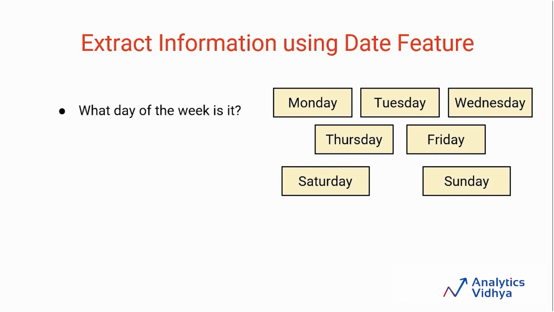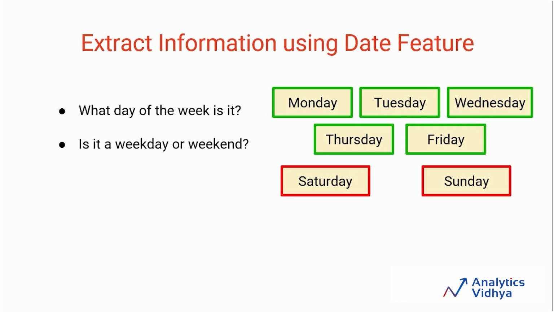Is it a Monday? Is it a Wednesday? And so on. We can also find out if the day is a weekday or a weekend. Any guess why this information would be important? Well, recall the example of the flight ticket price we discussed just a few moments ago. The ticket price would be considerably higher on weekends than on weekdays. So do you see where this fits in?